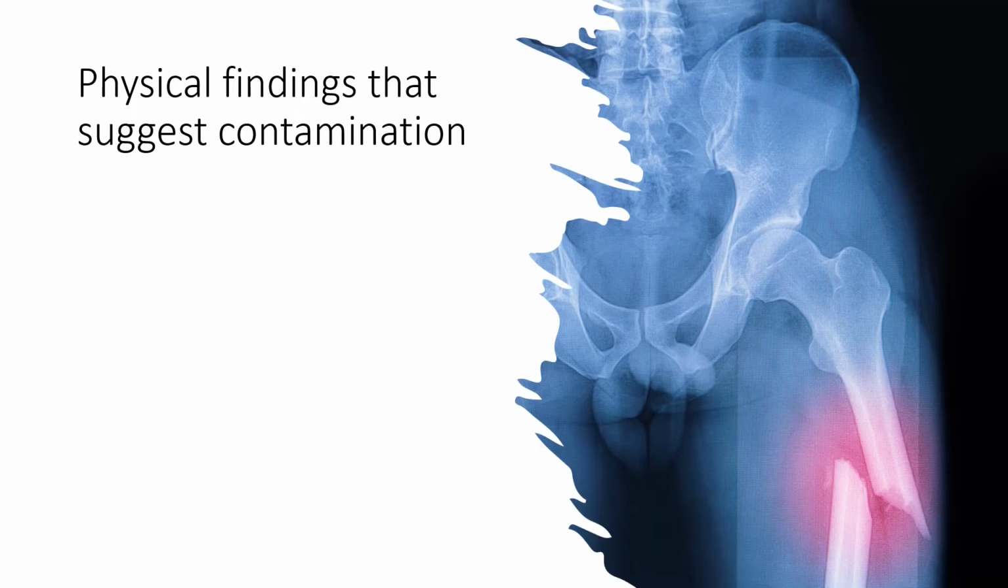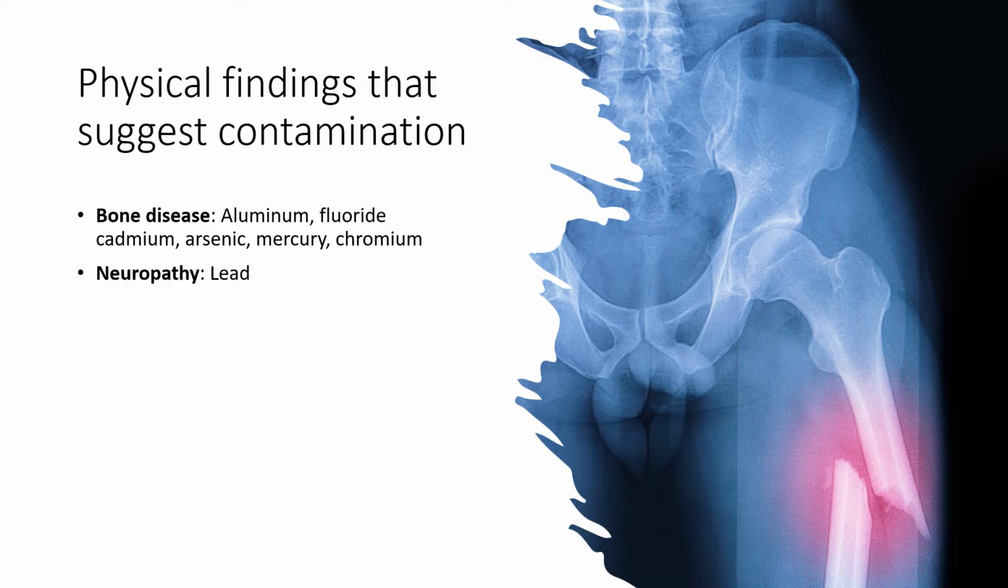Similarly, there are various physical findings that can be seen as a consequence of contamination or exposure to contaminants in the water system. Bone disease can be caused by the accumulation of certain metals in the bone, such as aluminum or fluoride or cadmium, arsenic, mercury, or chromium. Of course, dialysis patients have bad bones anyway because of hyperparathyroidism. Neuropathy can also occur as a consequence of exposure to high levels of lead. But then again, the most common cause of neuropathy among dialysis patients again is diabetes or uremia. Both can cause neuropathy independent of lead exposure.